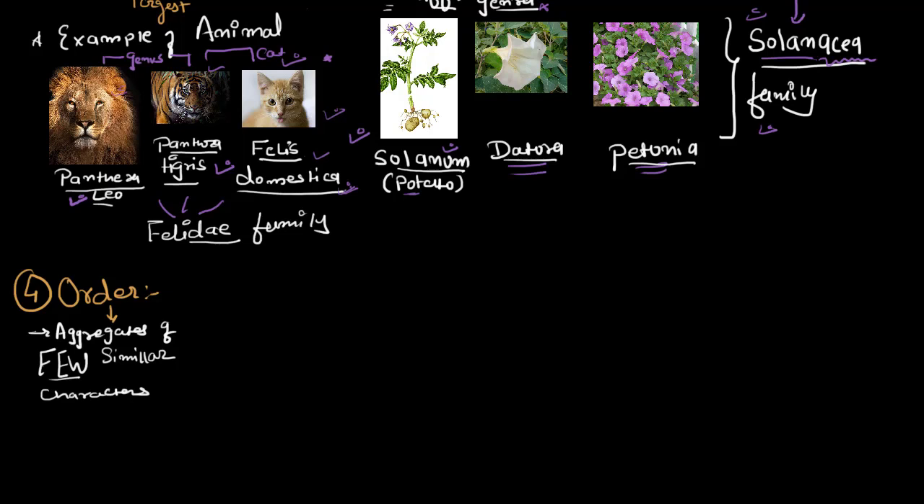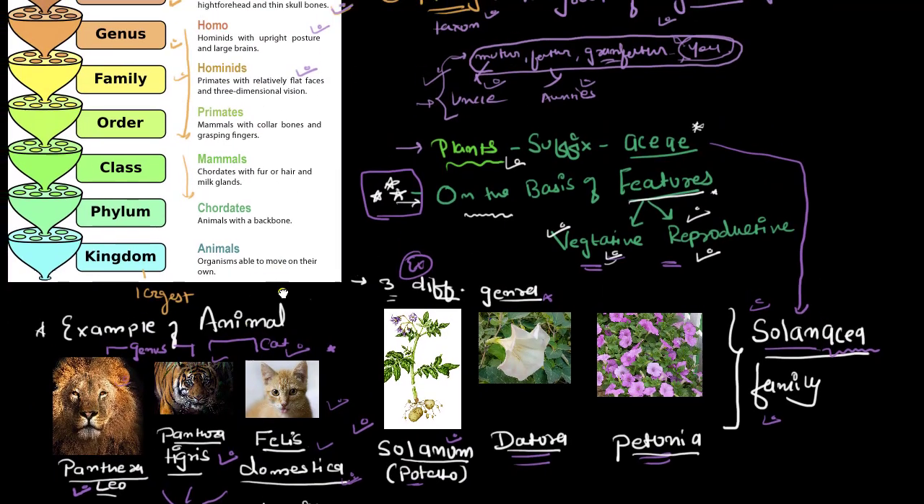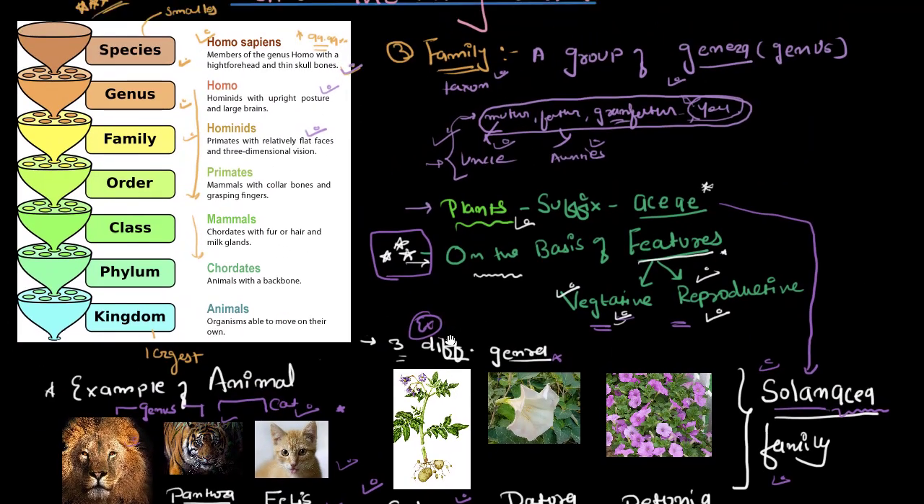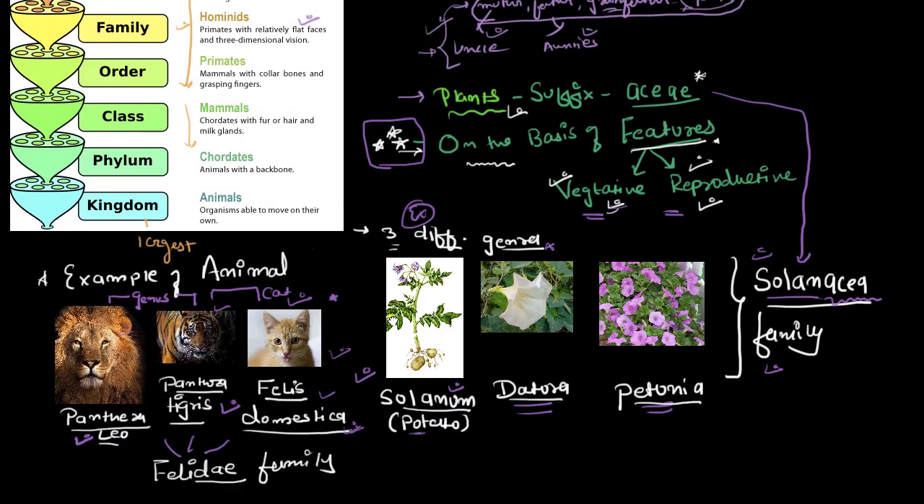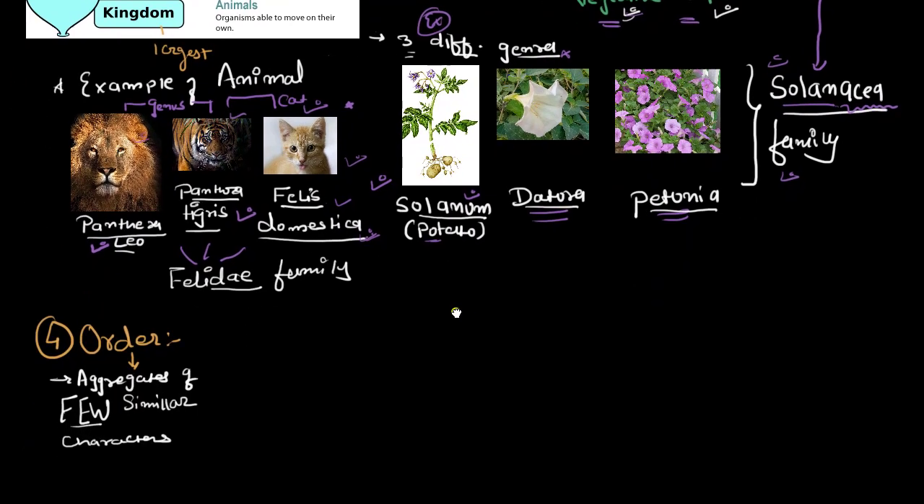So now, in the last lesson we studied species, genus and families. Let me just remind you of this. We have talked about family. This was the most important topic. We took an example of an animal and a plant.